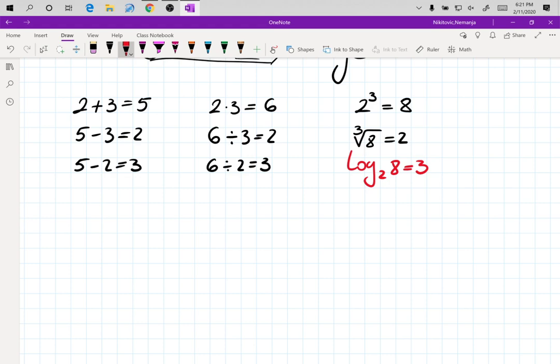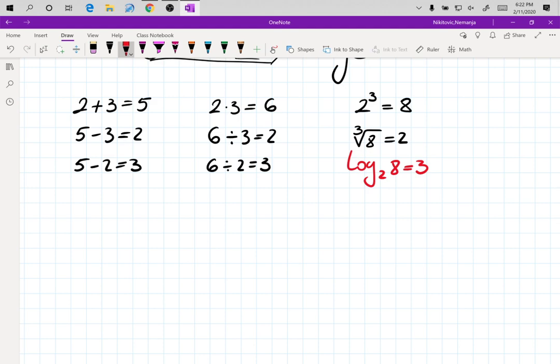Log is an operation. Log is not a function until you stick an x in there. When you stick an x inside, then it becomes a function. You see, 2 plus 3 is not a function until you say x plus 3. Oh, then it's a linear function, right? Your 6 divided by 3 is not a function until you say x divided by 3, or 6 divided by x, right? It becomes a rational function.